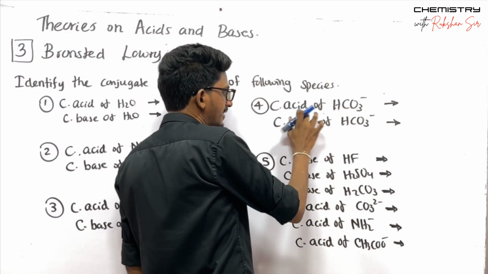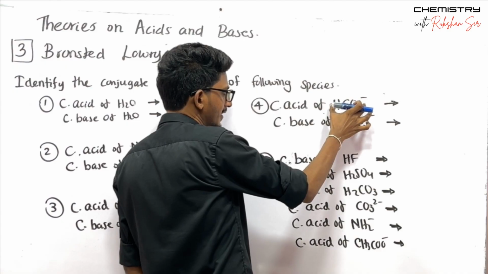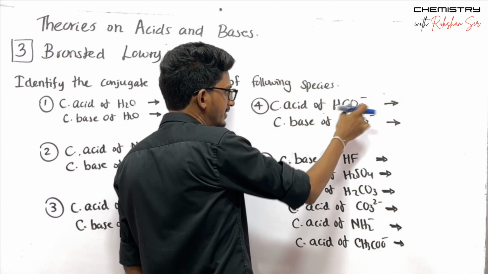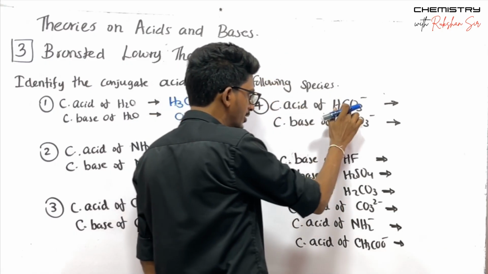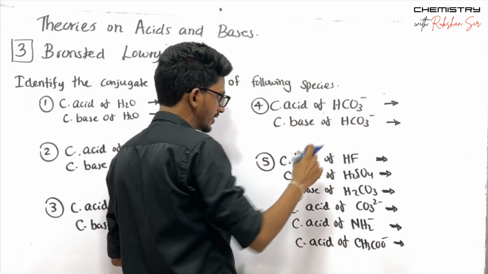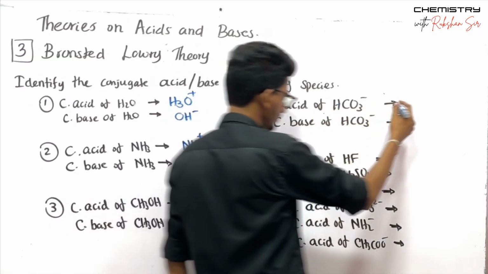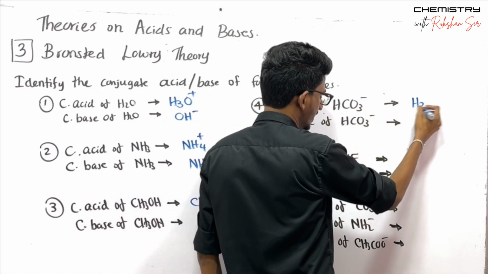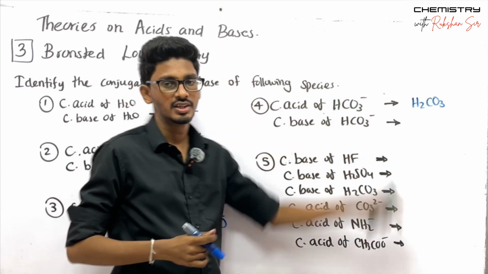Now we need to come up with the acid. Acid means you write the species with more H pluses. So you have to add some H plus to this one. HCO3 minus with H plus will give you H2CO3.